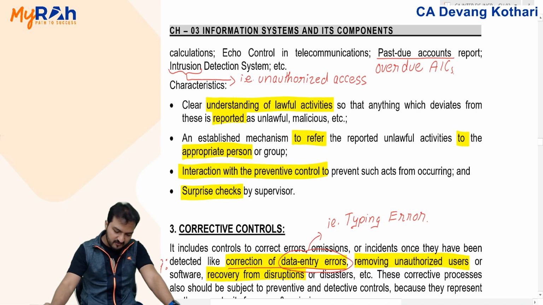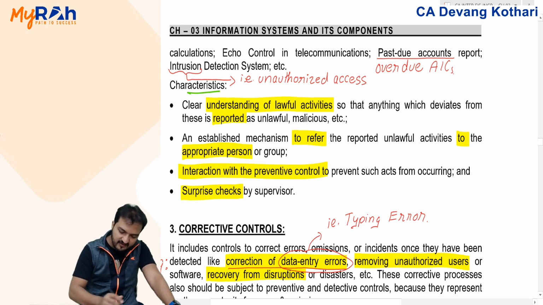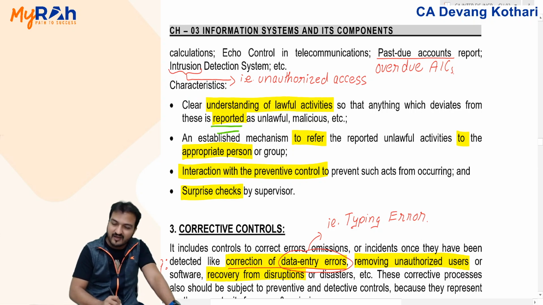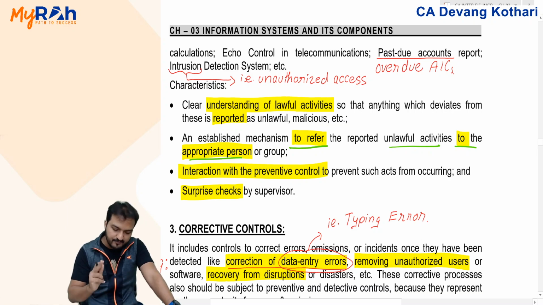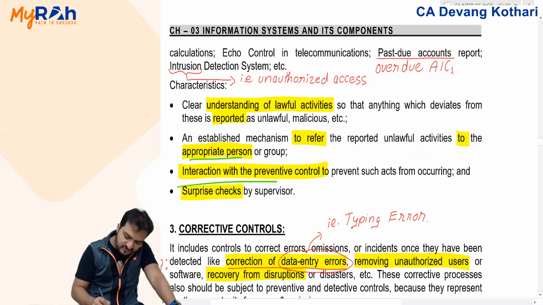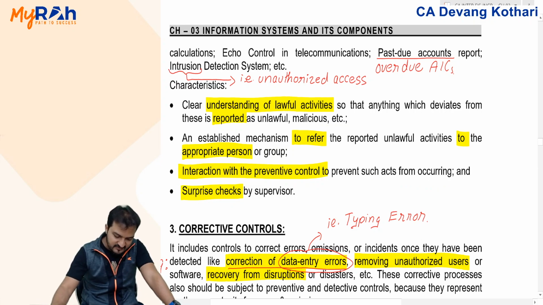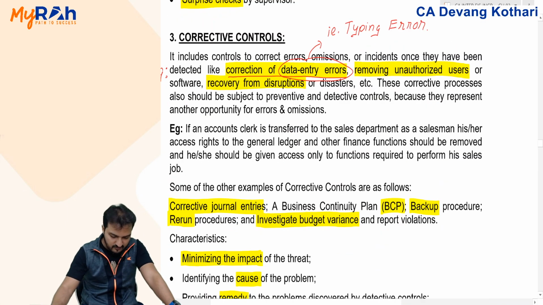Characteristics of detective controls we also discussed. Characteristics like these will give you a clear understanding of the lawful activity, so that anything which deviates from it is reported. Any deviation from the law will be reported. There is an established mechanism to refer the reported unlawful activities to the appropriate person. Whenever anything unlawful happens, it has to be reported. There is interaction with the preventive control to prevent such errors in future. And surprise checks are also done by the supervisor under the detective controls.